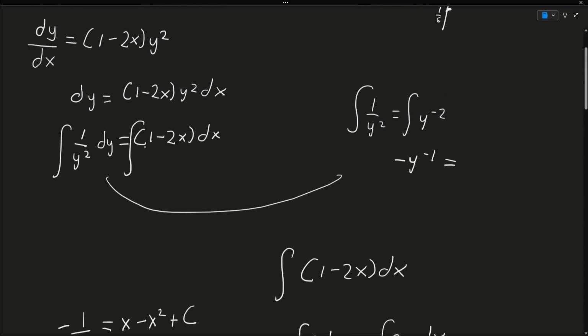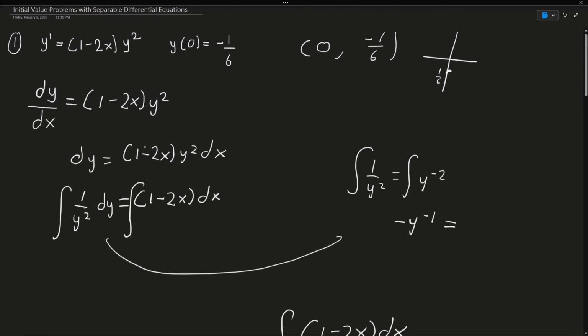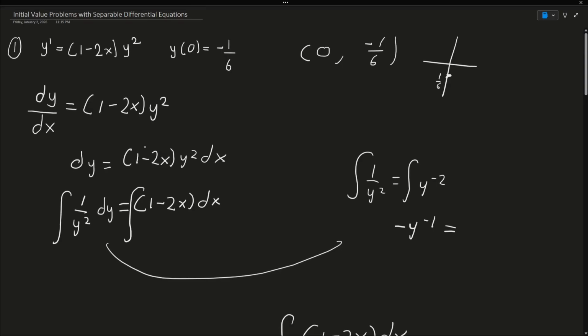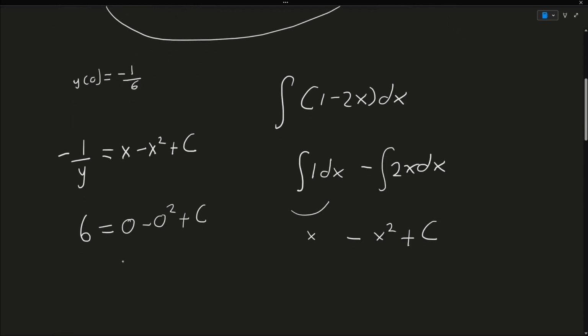Very nice. Now I want to use my initial condition for this question. The initial condition is y(0) equals -1/6. So anytime we see a y, we plug in -1/6, and anytime we see an x, we plug in 0. Plugging -1/6 in for y gives us -1 over -1/6, and the negatives cancel each other out, so we have 6 from algebra, equal to, plugging in 0 anytime we see x, 0 minus 0 squared plus c.